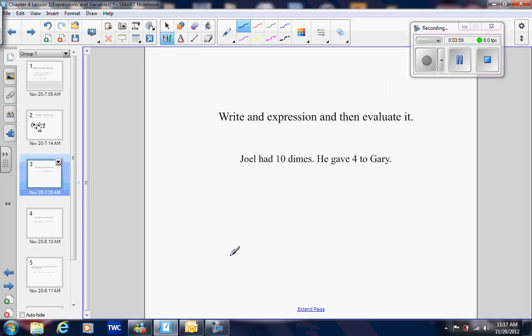Write an expression and then evaluate it. Joel had 10 dimes. He gave 4 to Gary. So writing the expression first, saying Joel had 10 dimes and he gave 4 to Gary. So that's going to subtract from the amount that he has. He gave 4 to Gary. So we've done the first part. It says write an expression, and now it's time to evaluate it. To evaluate this expression, get the answer, which is 6. He has 6 dimes left.